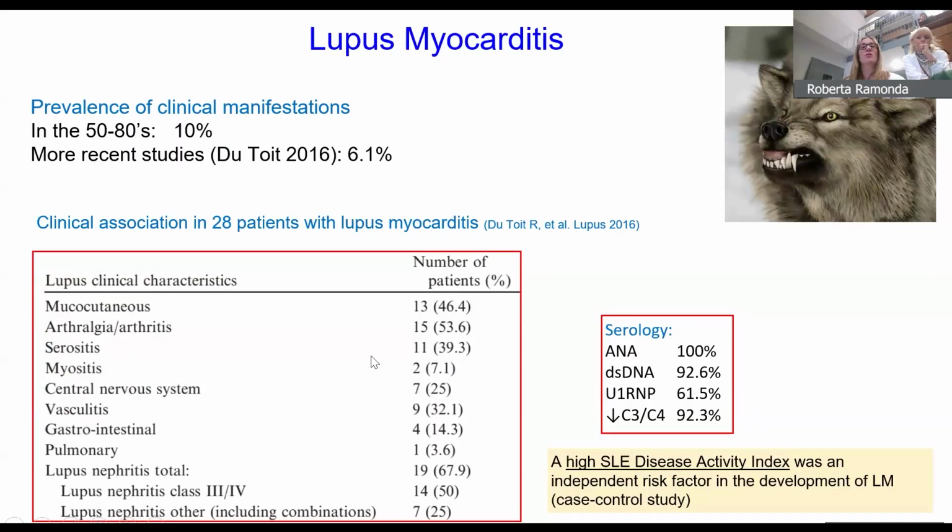Compared to historical cohorts, more recent studies found a lower prevalence of myocarditis, and probably this is due to the increased use of biologic therapy and immunosuppressants in rheumatology. And indeed, as you can see from this French study, myocarditis is a typical manifestation that is associated with other signs of lupus disease activity, both serological and clinical.